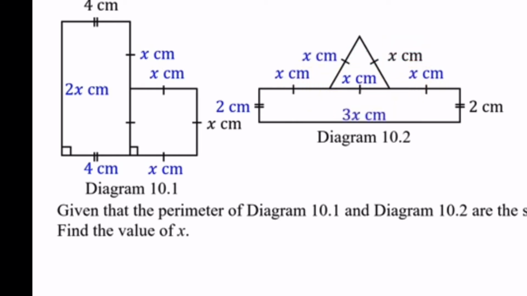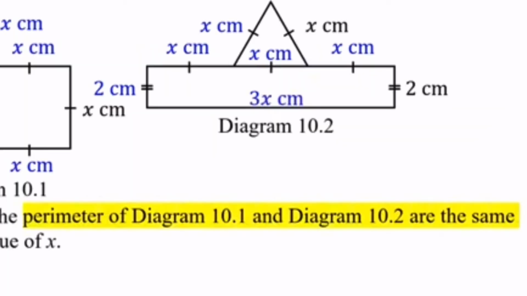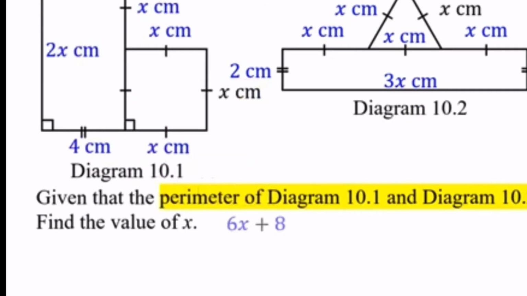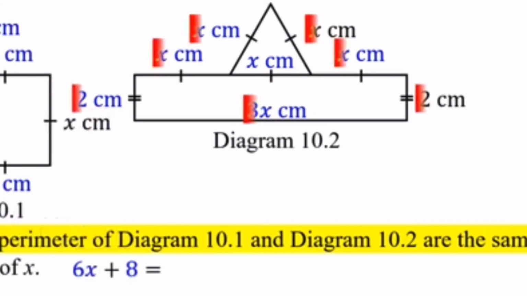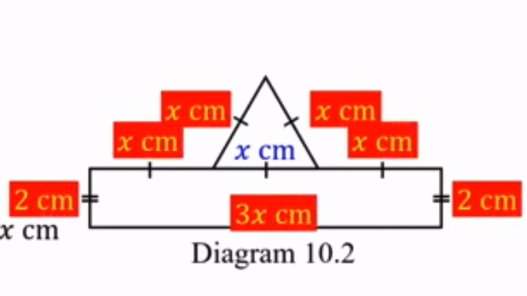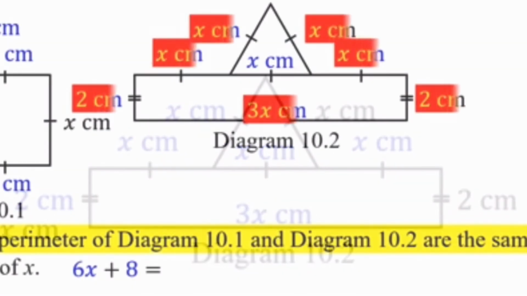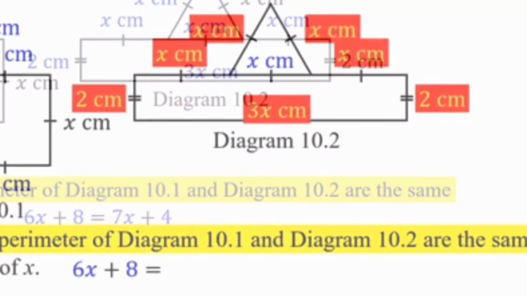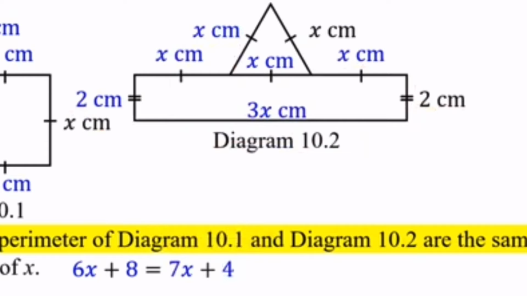So x plus x is 3x, and then we need to find the perimeter. We need to add all the x. So 6x plus 8 is the perimeter for diagram 10.1. And then for diagram 10.2, we have to add up all the x, and the perimeter that we add is equal to 7x plus 4, right? So this is the perimeter for diagram 10.2.